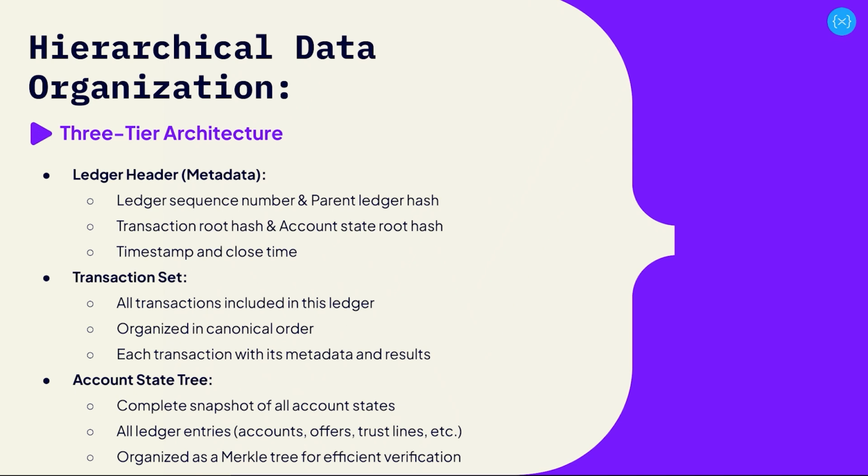All transactions are included in this ledger, organized in canonical order, and each transaction comes with its metadata and results. Finally, we have the account state tree, which is a complete snapshot of all account states, including all ledger entries, accounts, offers, and trust lines. And this is organized in a Merkle tree for efficient verification.